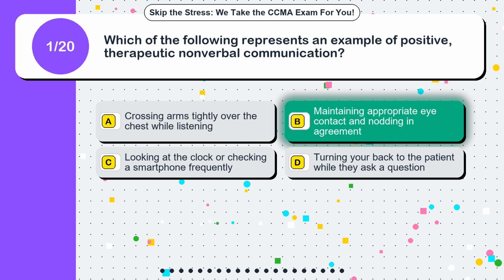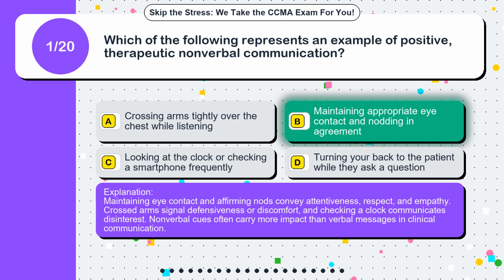The correct answer is option B. Maintaining appropriate eye contact and nodding in agreement. Maintaining eye contact and affirming nods convey attentiveness, respect, and empathy. Crossed arms signal defensiveness or discomfort, and checking a clock communicates disinterest. Nonverbal cues often carry more impact than verbal messages in clinical communication.